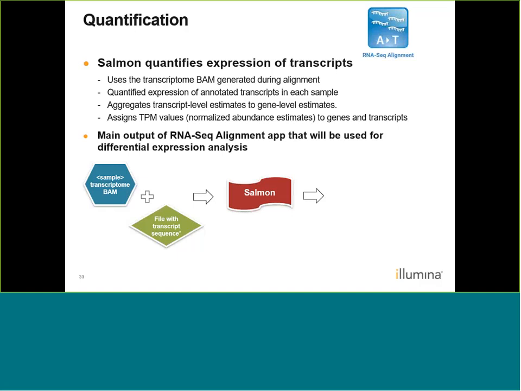So this is going to be the main output that we're going to get from this app that is going to go in for our differential expression analysis app. So again, down here we have our sampled transcriptome BAM, and we're going to use our filtered transcript sequences, and we're going to feed that into Salmon, and that's going to give us our sample.quant.sf file and our sample.quant.genes.sf file.